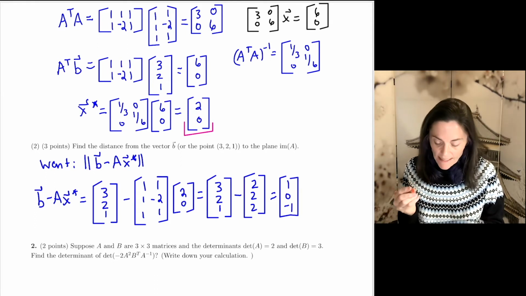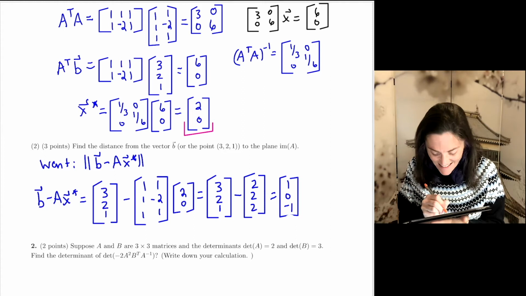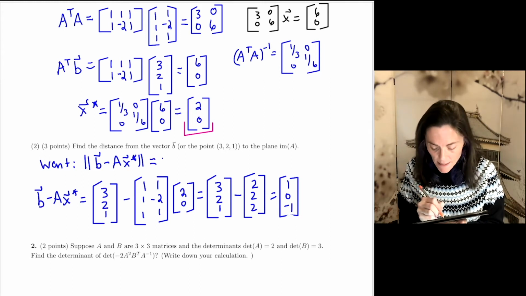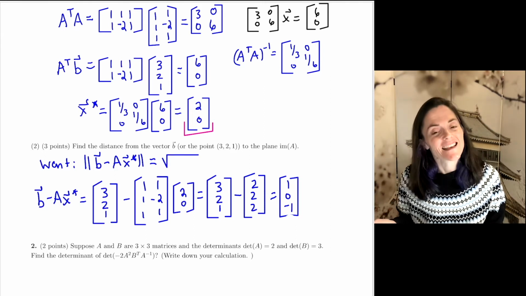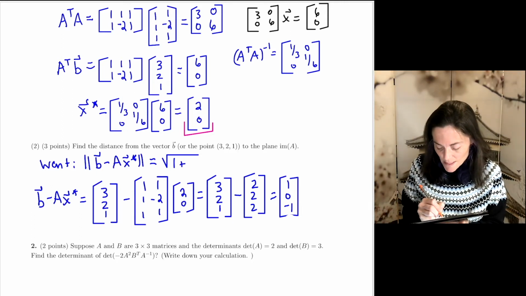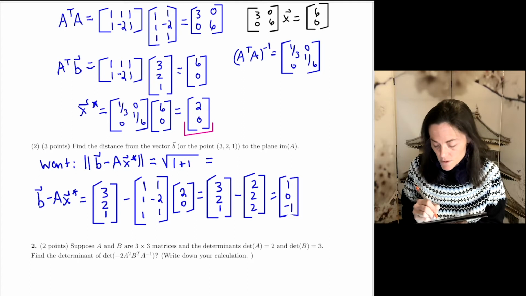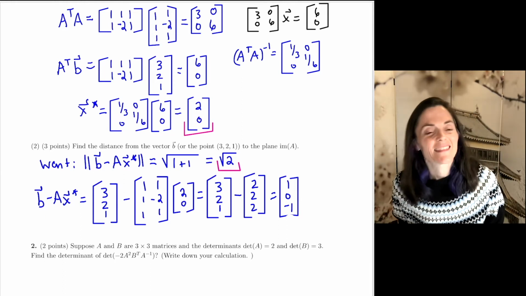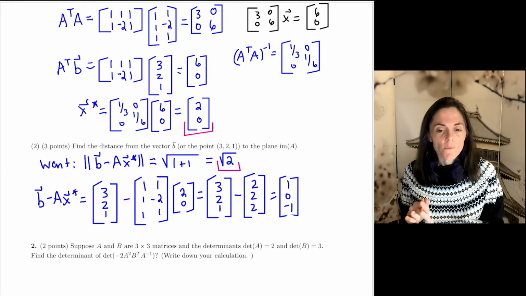Well, all I need now is the length of this vector. Maybe I'll write this here. We have B minus AX star calculated, and its length is just the square root of 1 plus 1, which is the square root of 2. So this is my answer here in part 2. Well, now we move on.